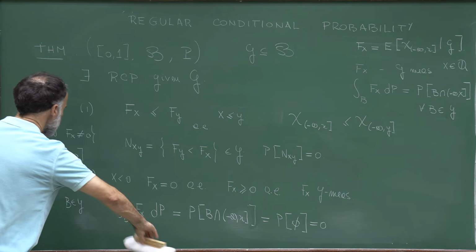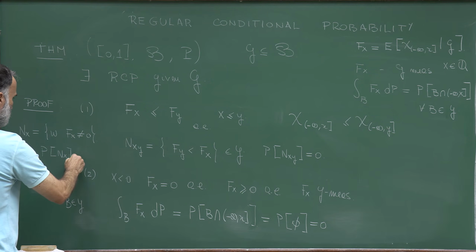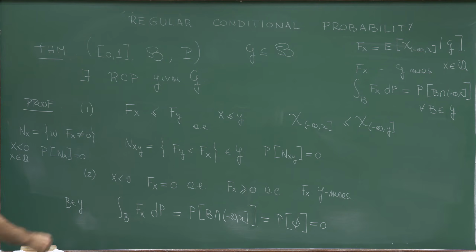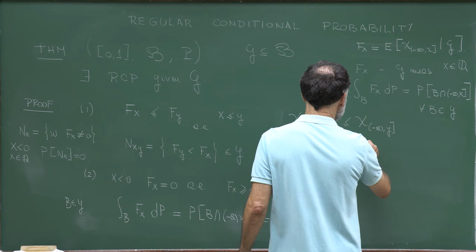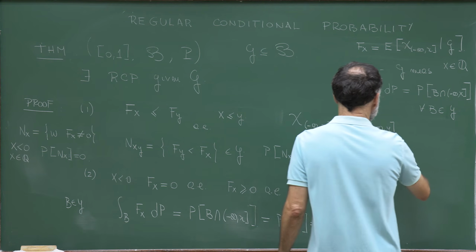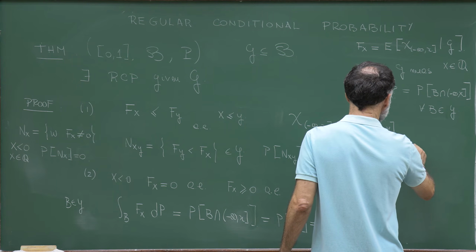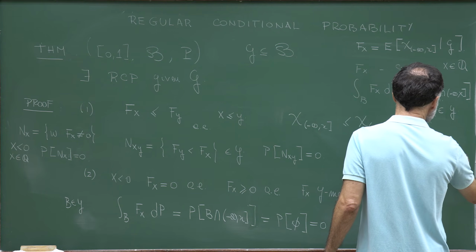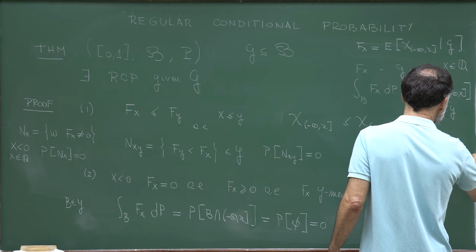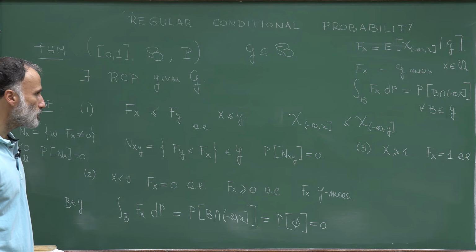The probability of the set nx is equal to 0. And finally, my third set, let me write it here. So my third claim is that now if I take x larger or equal to 1, then fx is equal to 1 almost everywhere. And the argument is exactly the same.